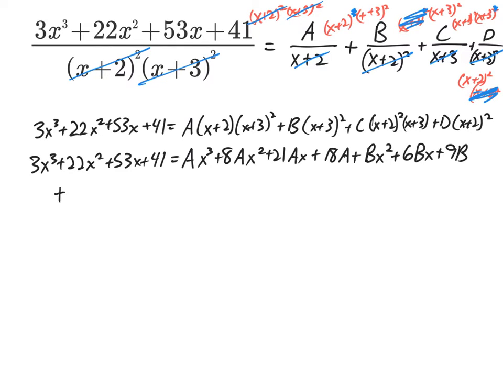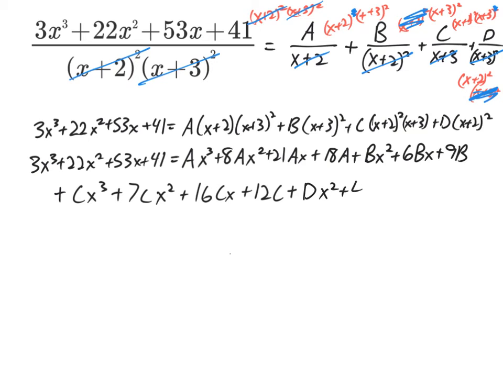This next one, now you're going to have to just trust me, is going to be Cx cubed plus 7Cx squared plus 16Cx plus 12C. And then you're going to end up getting this next piece right here, which is going to be Dx squared plus 4Dx plus 4D.